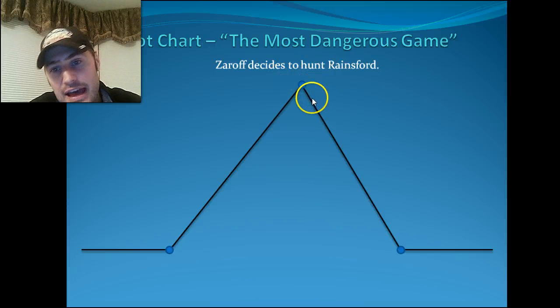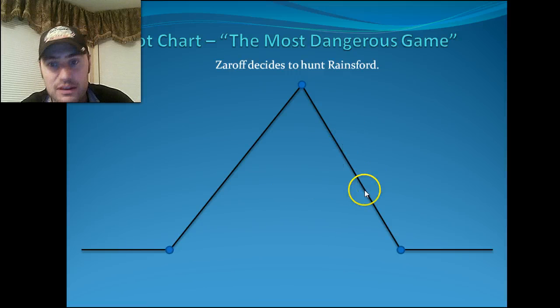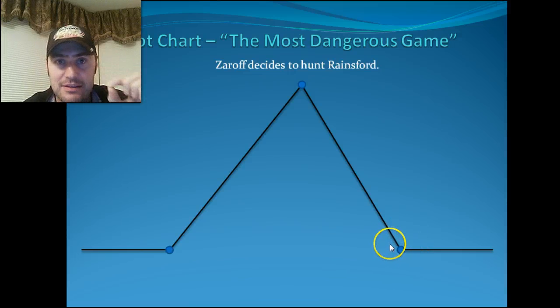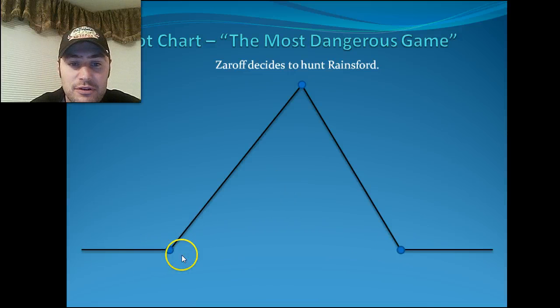And all of the action that's going on in the forest and him trying to get away from Zaroff and him hunting him, going through the three traps that Rainsford sets up, are all part of falling action. Then there's a specific event that ends the action before our denouement. Now, let's take a look at the first initial incident.